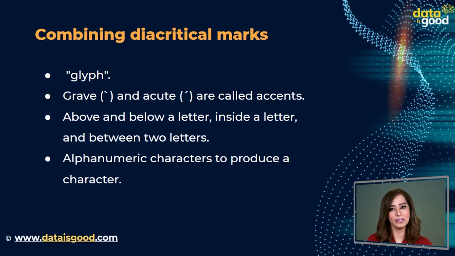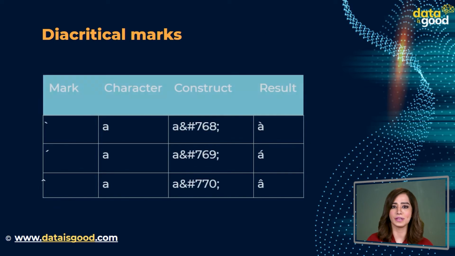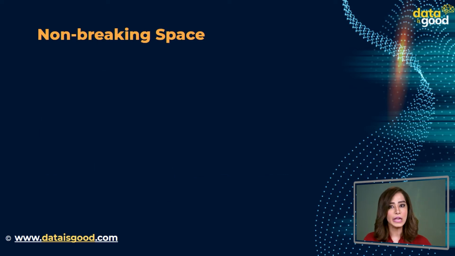This is a table containing a few diacritical marks. Mark, character, construct, result. You can see the first column is of the marks. Result is a character which is not present in the character set. Now let's move on to our next point, which is the important HTML entity we might use in the future.